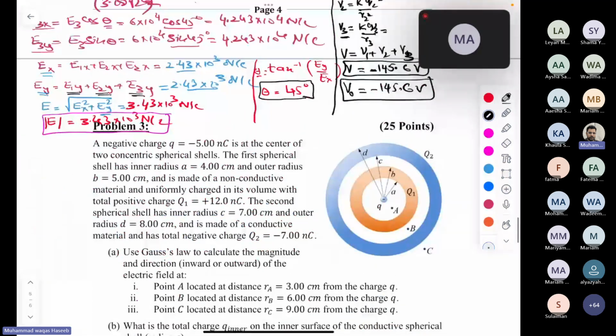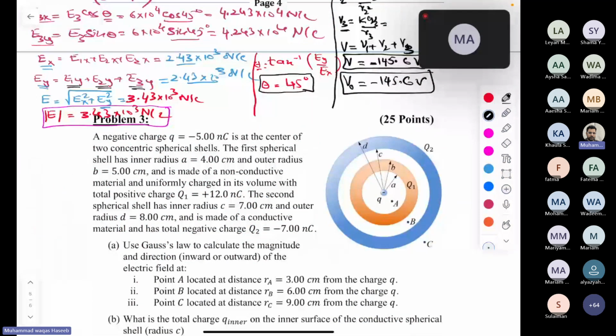Next, move on to problem 3. The next problem: a negative charge Q of 5 nanocoulomb is at the center of two concentric spherical shells. This is one shell and this is the other shell.